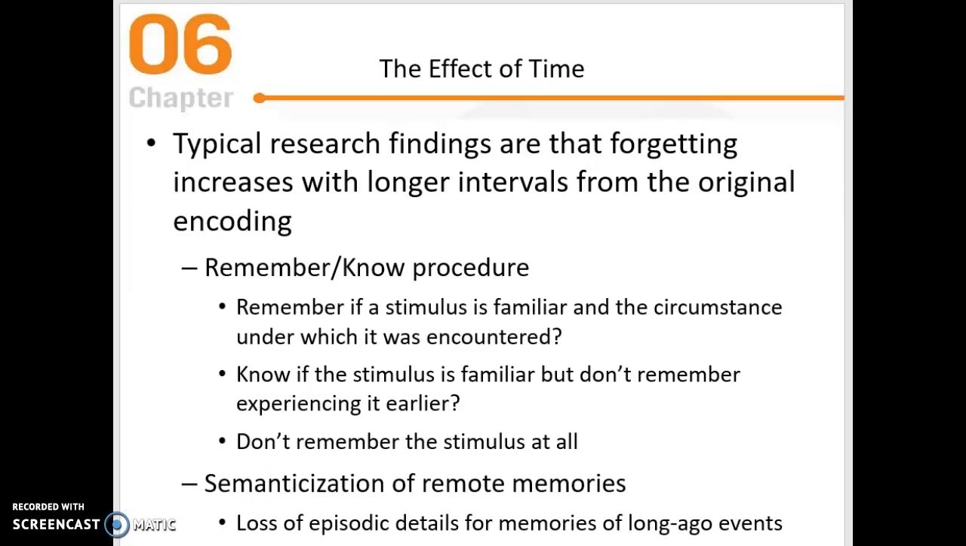What this demonstrates typically is that the longer a memory is in your past, the more it becomes semanticized. You'll see that word at the bottom there, and that means that you've lost the specific details of the memory of the episode, but you remember the general meaning or knowledge about that. So maybe your fourth grade teacher's face is familiar, but you can't remember specific instances in which you interacted with your fourth grade teacher.